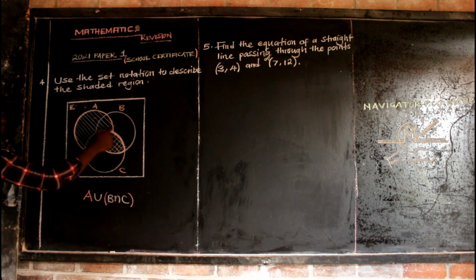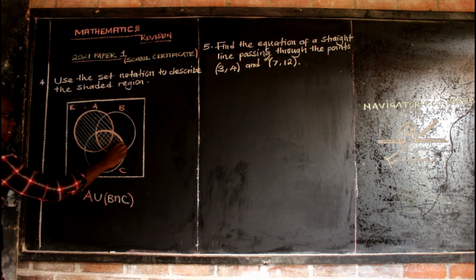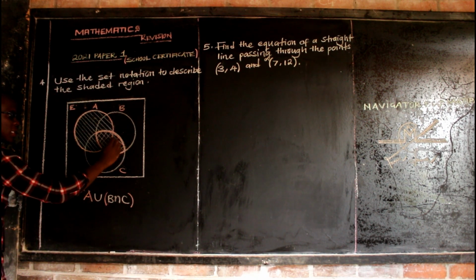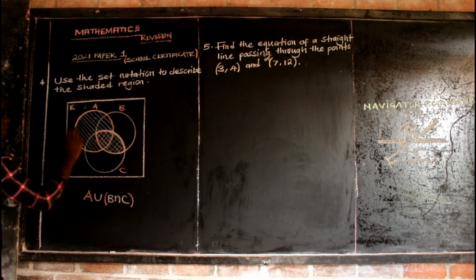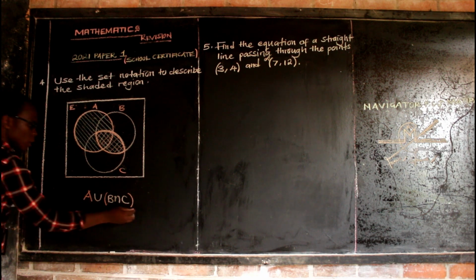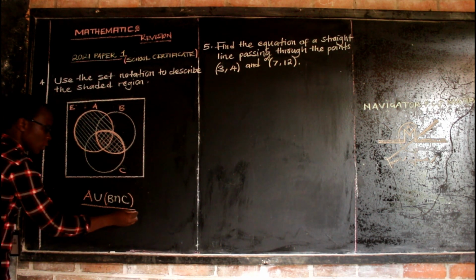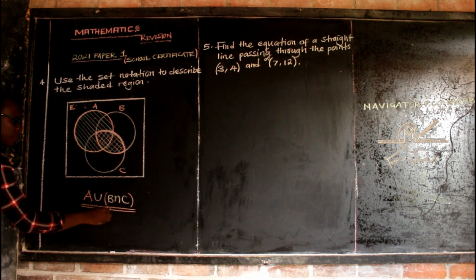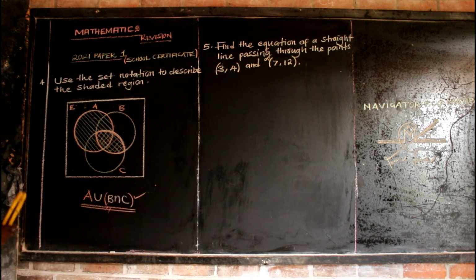A, the entire part of A, this is our A. Then this part as well should be included, which is B intersection C. So the combination of these two is a union. So this is the full description of the part which has been shaded. Okay, let us move on to question number 5.